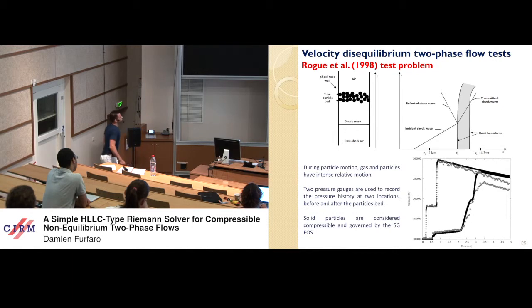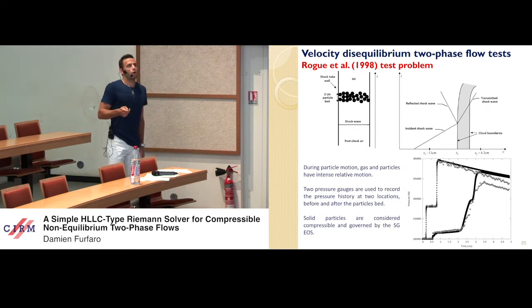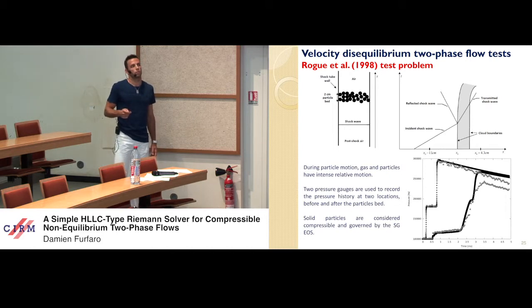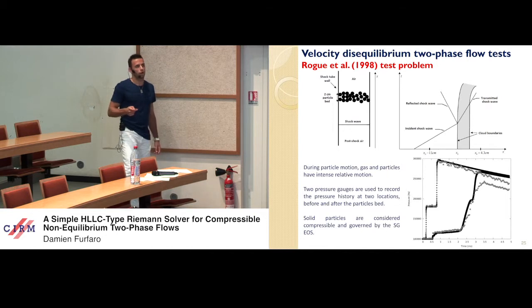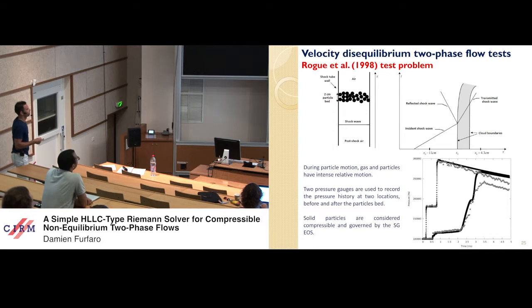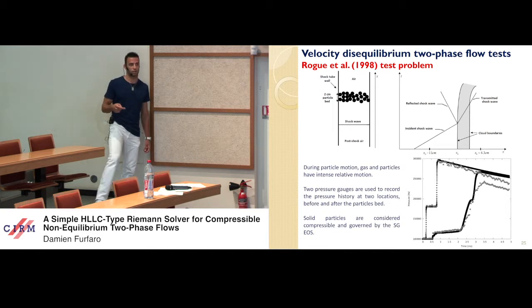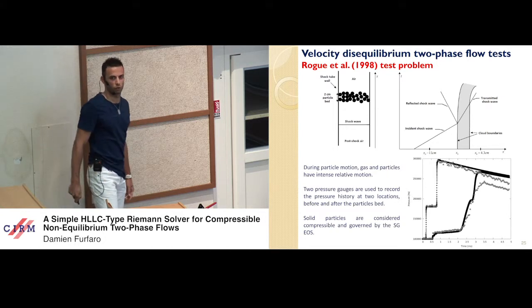Let's now consider the Rogue test problem, which was made in 1998. A vertical shock tube is considered, filled with nearly pure gas. A particles bed is settled on a grid and set to motion when an incident shock wave interacts with it. So, a transmitted shock wave propagates in the particles bed, and a reflected shock wave is emitted. During particle motion, gas and particles have intense relative motion. Two pressure gauges are used to record the pressure history at two locations: before and after the particles bed.